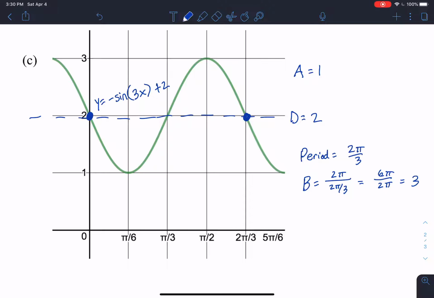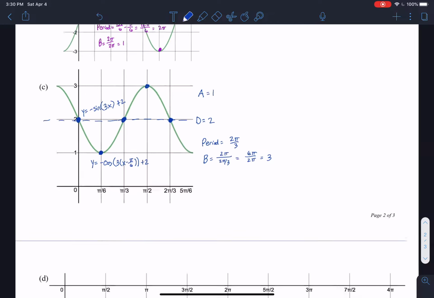All right, and then if you pick the other point here, this is starting at a low point, so this is going to be a negative cosine instead of positive cosine. So this is y equals negative cosine 3 times x minus pi over 6, plus 2. Okay? So you can pick really any point that you want. You can pick the one on the axis, the low, this high point, or this axis point. Again, all of these equations will give you the same graph, just a different equation.